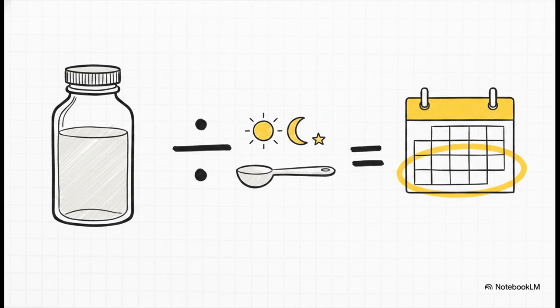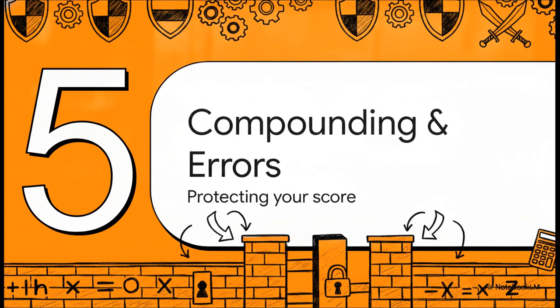Quick pro tip for you: if you ever face a shortage question on the exam, simply calculate the total amount needed, subtract the amount dispensed to find out exactly what the shortage is, and then convert that shortage back into days. Section 5, Compounding and Common Mistakes, Capsule Math and Protecting Your Score.